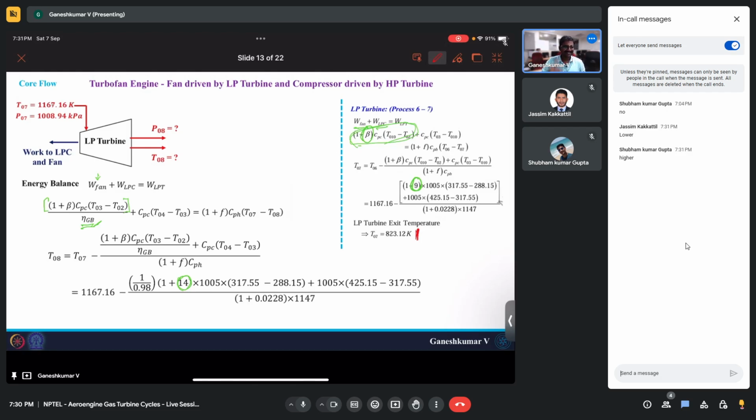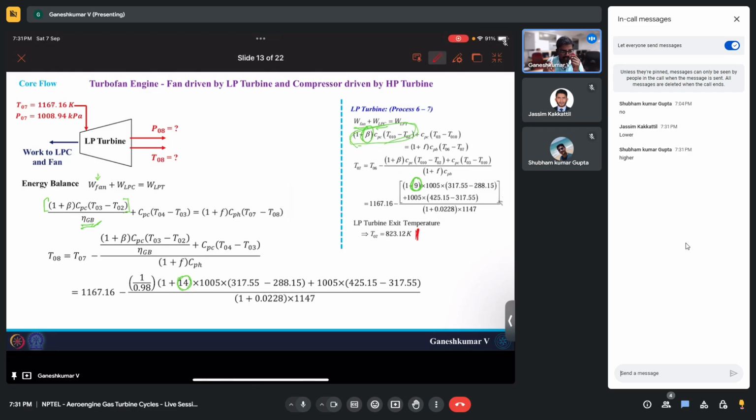Lower, higher? Okay, we have mixed. Okay, nice. We have a mixed response here. Jasim is saying lower and Shubham is saying higher. So actually it should be lower. Okay, Jasim was right.